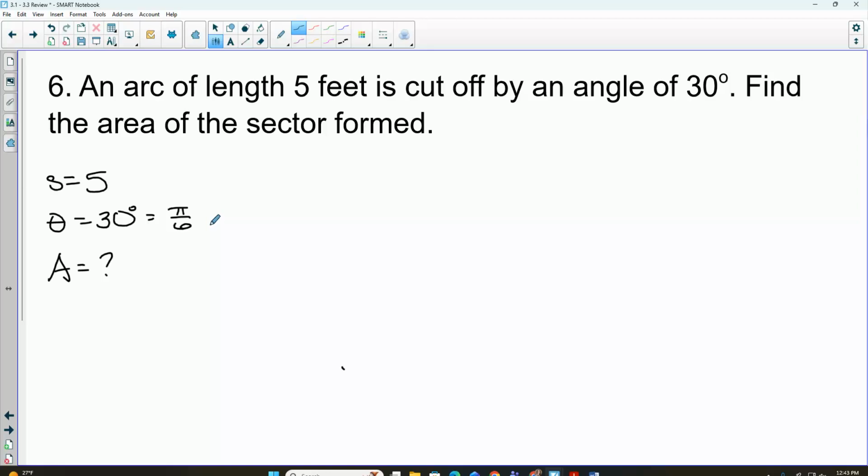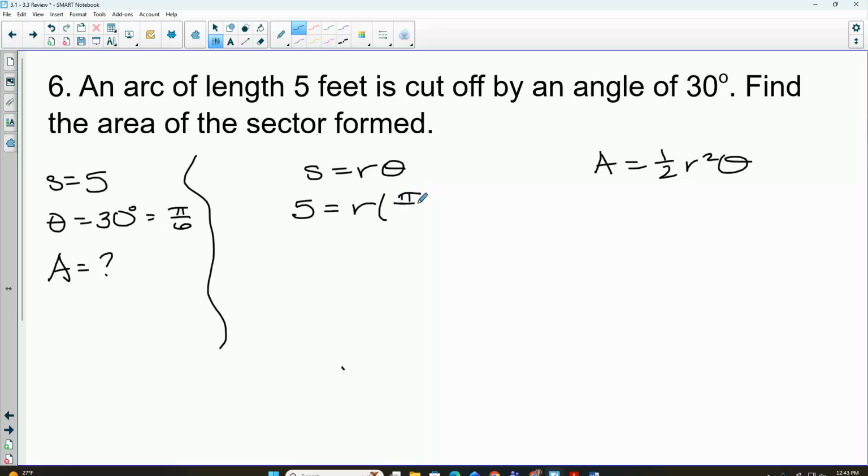Second thing is, if I'm going to use my area formula, we need the radius, and did I give you that? No. So how do we find it? So my S is 5 equals R times theta, which is pi over 6. All right, so if I'm going to move that over, you can divide by pi over 6 or think of it as multiplying by the reciprocal. So I get my radius to be 30 divided by pi.